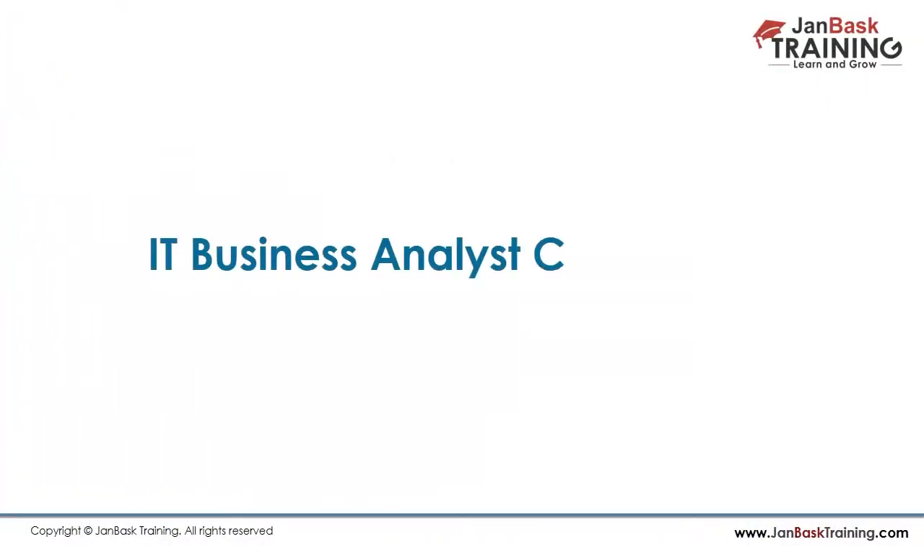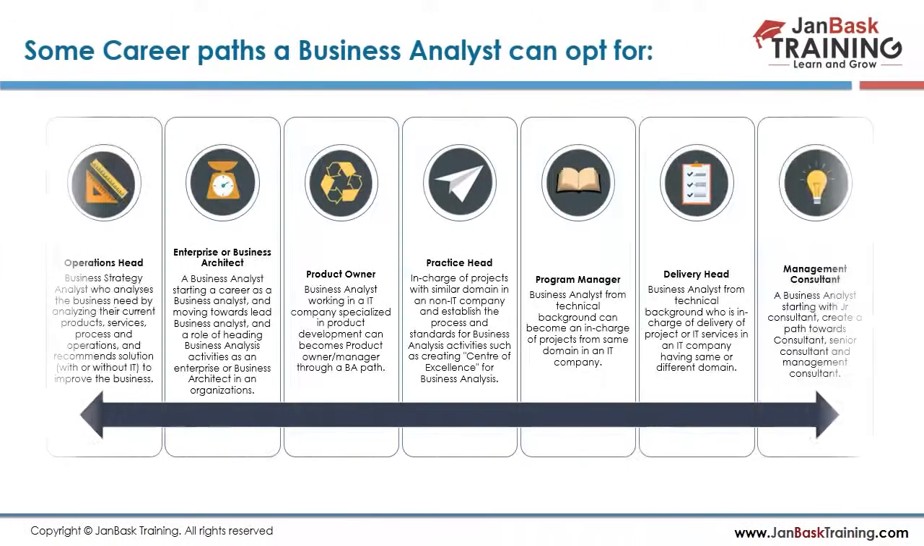Yesterday someone asked me, what is the career path of a BA? So this is the slide that I'm talking about: the different careers a BA can move into. It can be an operational head who is part of the business strategy of the enterprise, analyzing the business strategy, creating a product, creating the recommended solutions. You can also be an enterprise or business architect, who starts the career as a BA, moves towards a lead role, and finds out the business activities within an organization.